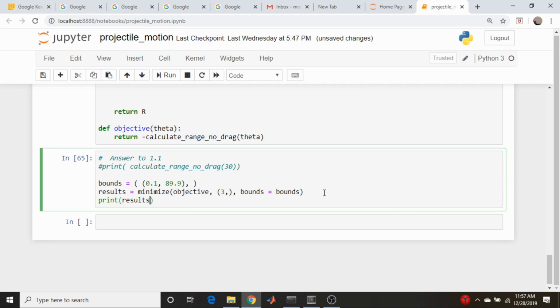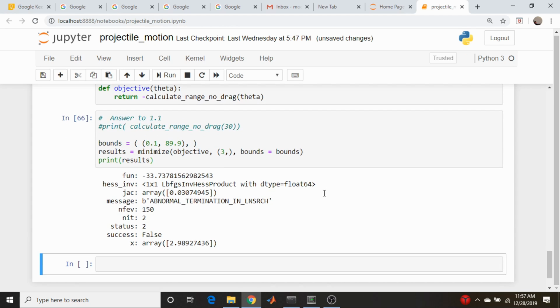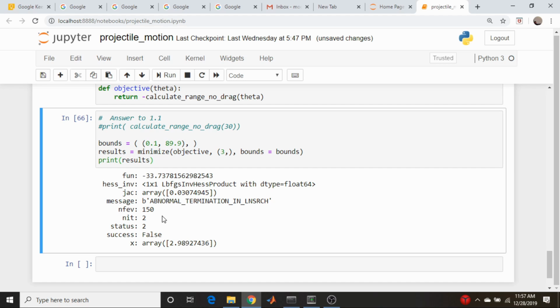So let's print out the results, and we get success is False. So we have an issue, and then we have an error message up here. And I have been Googling, and I cannot find the reason for this error.